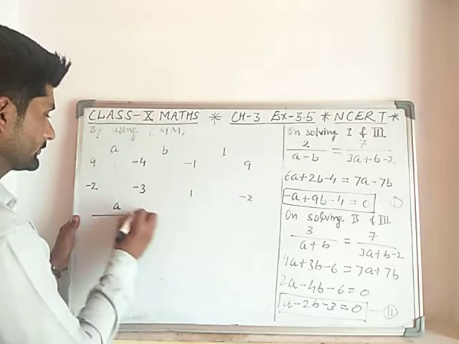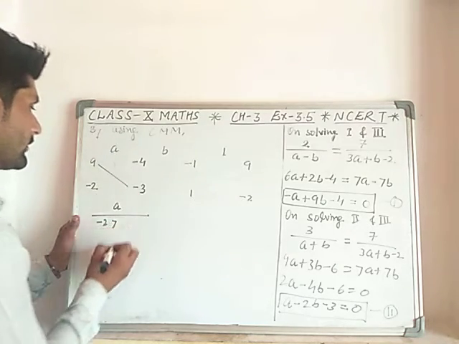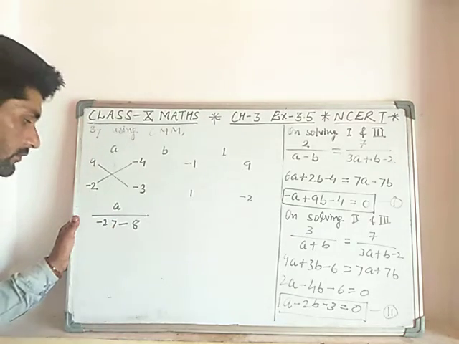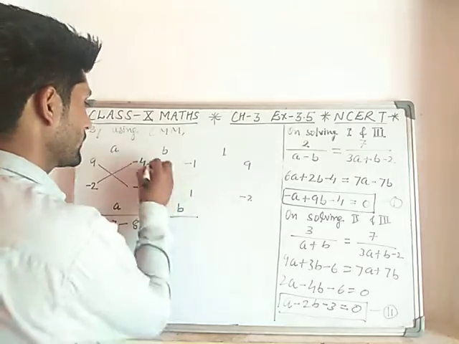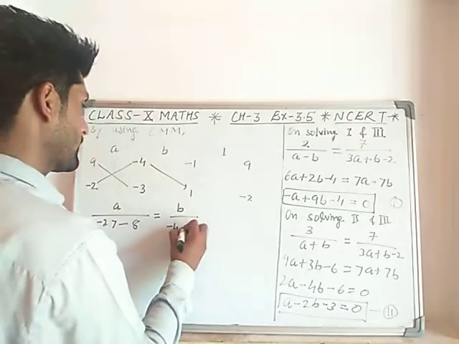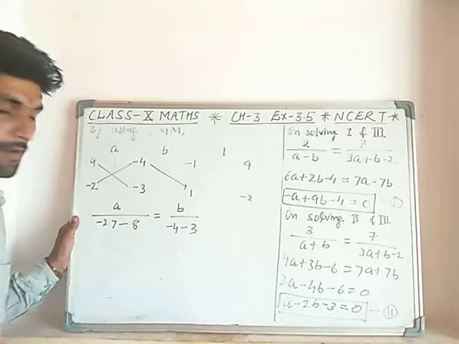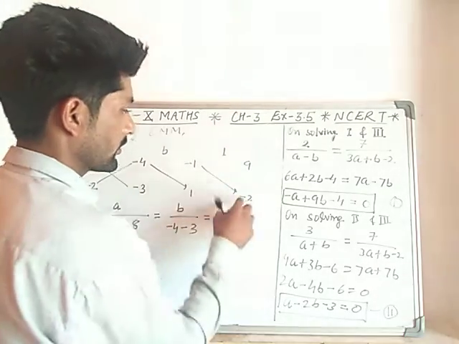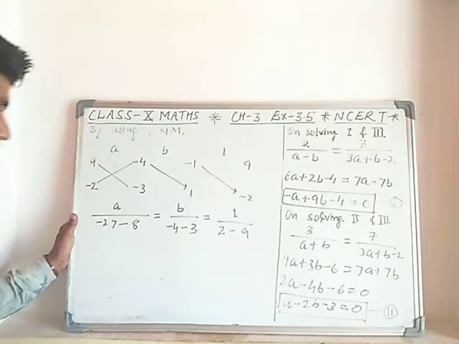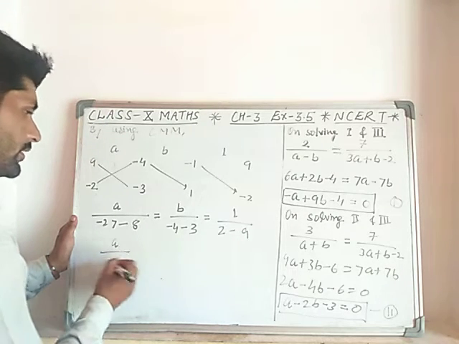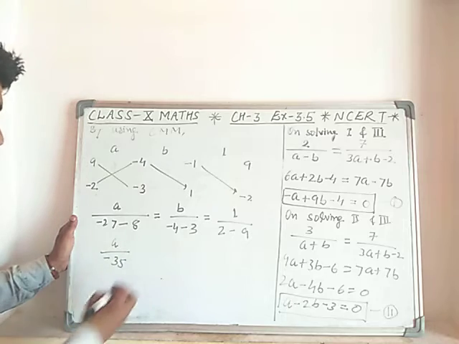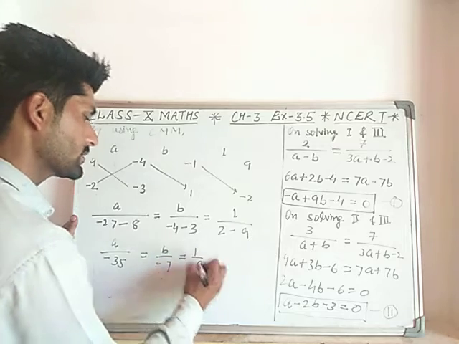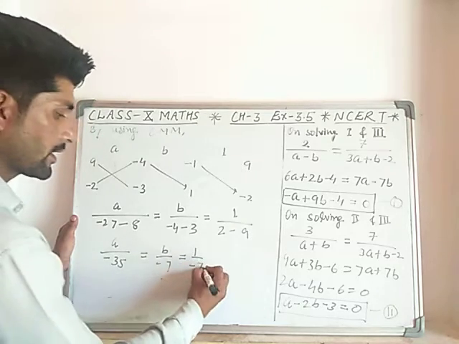Now A upon 9 times 3 is 27, minus this, minus 4 times minus 2 is 8, is equal to B upon minus 4, and here minus 3 times minus 1 becomes plus 3, and by the formula it becomes 1 upon plus 2 minus 9. So finally I get A upon minus 35 is equal to B upon minus 7 is equal to 1 upon minus 7. 2 minus 9 is minus 7.